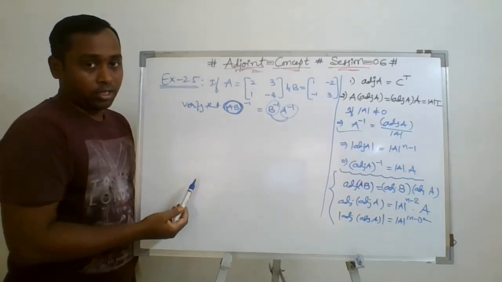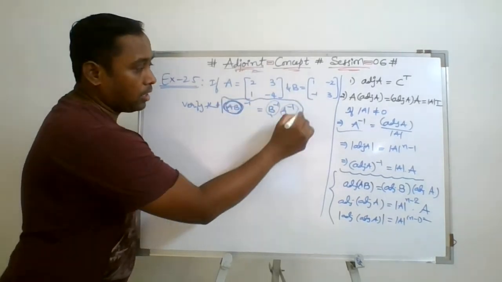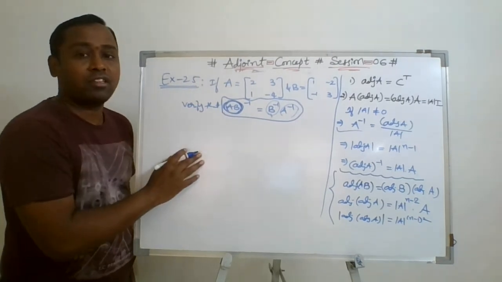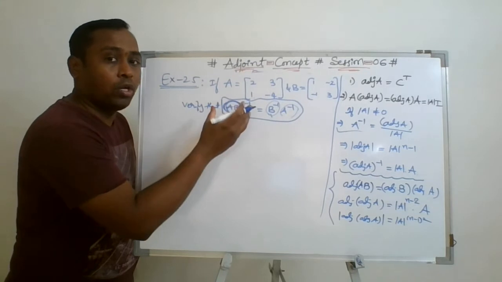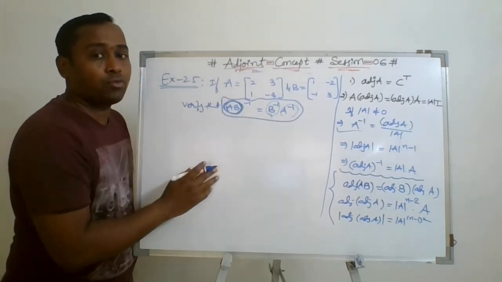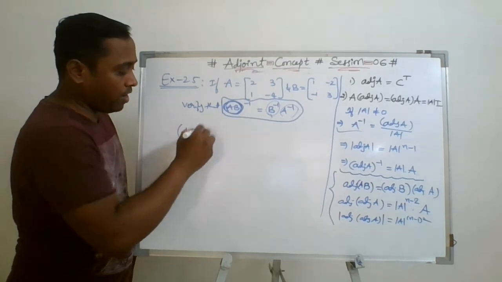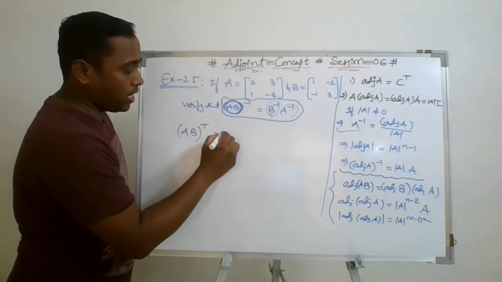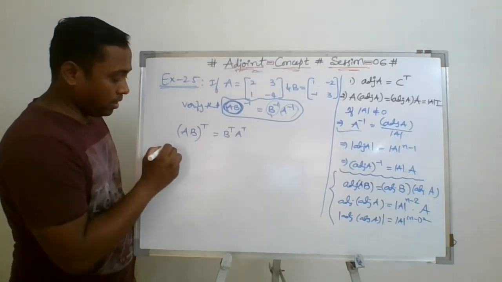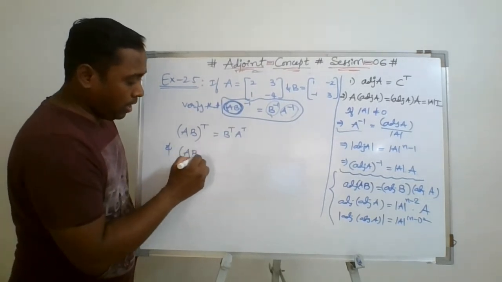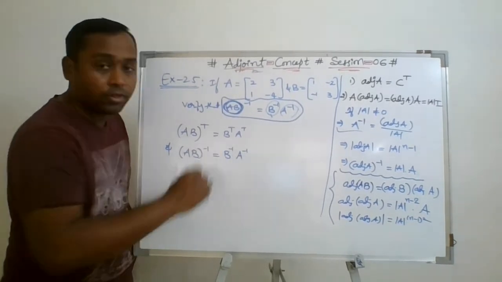Apart from the solution, this is basically the reversal of inverse. You have to remember this result, that (AB) whole inverse is equal to B inverse into A inverse, as it is just a reversal like the transpose. What we have studied: (AB) whole transpose is equal to B transpose into A transpose. In a similar way, (AB) whole inverse is equal to B inverse into A inverse.